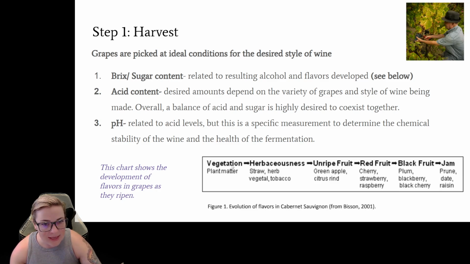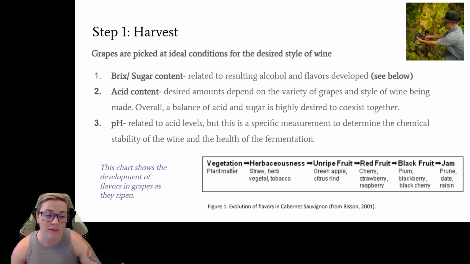You want to pick whatever you're working with at the ideal time for the style and variety. So what do we look at to determine the ideal time to pick? We have Brix, which is also known as sugar content. This relates to how much alcohol your wine is going to have after fermentation. If you have more sugar, you'll have more alcohol.